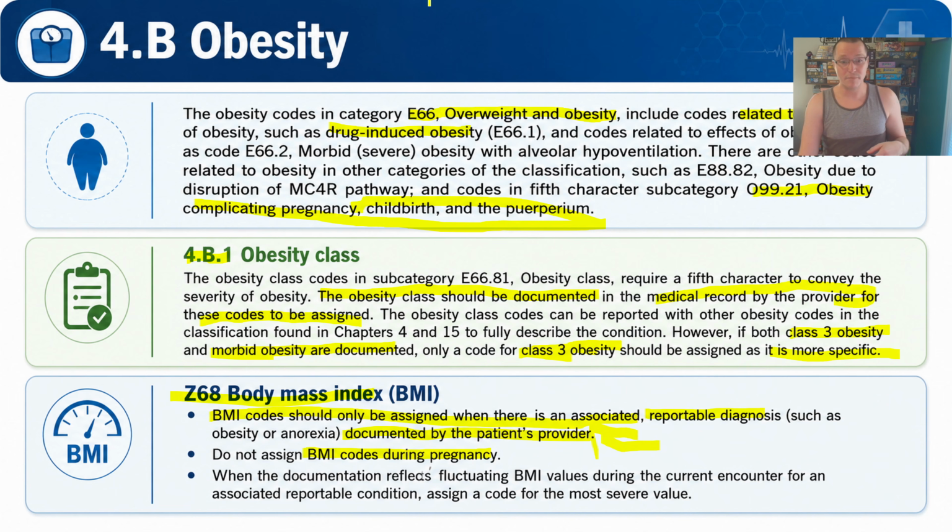And then when documentation shows a fluctuation of BMI values throughout the current visit, more for an inpatient setting, you must report the most severe value. So let's say a patient was at, let's say, BMI of 41, so they're technically at class 3, but then by the end they drop down to 39, you would still use class 3, because that is what they were at the highest level during their care.